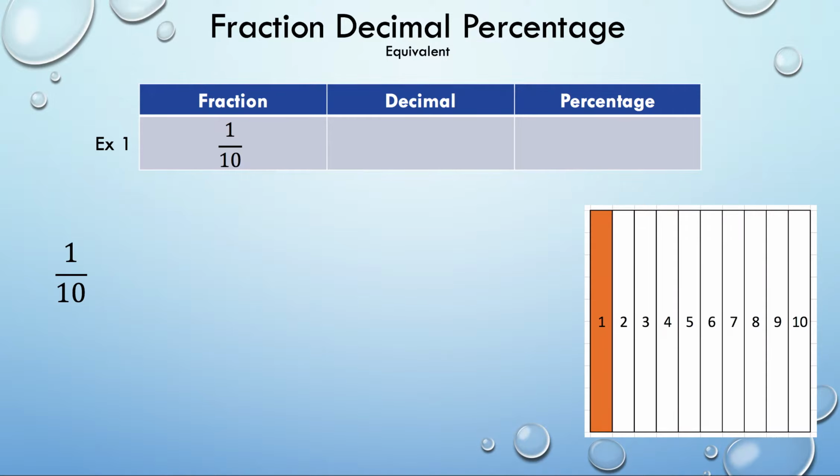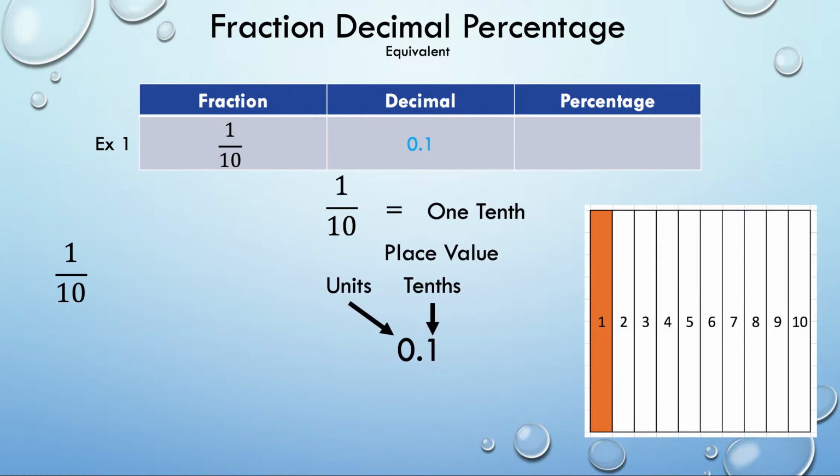So let's show a model of it. We have on the right hand side one big square, and we have separated it into 10 different rectangles that have the same area, and we have one of them shaded. Now let's go ahead and write it out. 1 over 10 is the same thing as 1/10, and we can use the place values to write down our decimal. So we have 1 in the tenths place value, so therefore we can just write our decimal as 0.1.